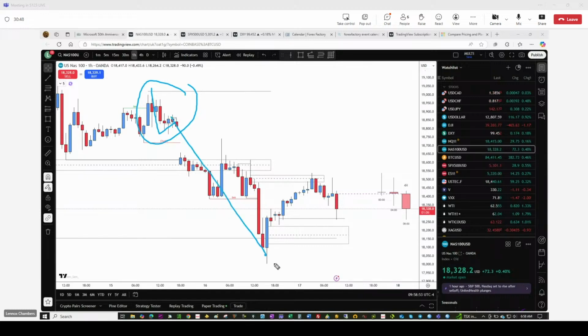So I'm looking for them to take out this low. So this is what's going on. In here, I've got a 1, 2, 3 as well, or even the whole thing. We get this drop, they move back up. I'm looking for them to take out this low.